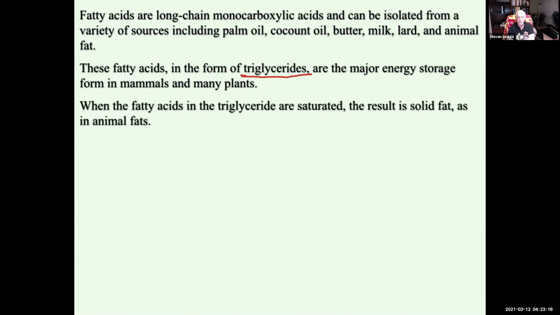Okay, when the fatty acid triglycerides are saturated, the result is a solid fat like an animal fat. Saturated means the maximum amount of hydrogens, which means there are no double bonds. If there's a double bond, it's unsaturated. Remember, you always add hydrogen by hydrogenation across a double bond, increasing the amount of hydrogens. So anything that has no double bonds, all single bonds, is a saturated hydrocarbon. When they're saturated, you have a solid fat.